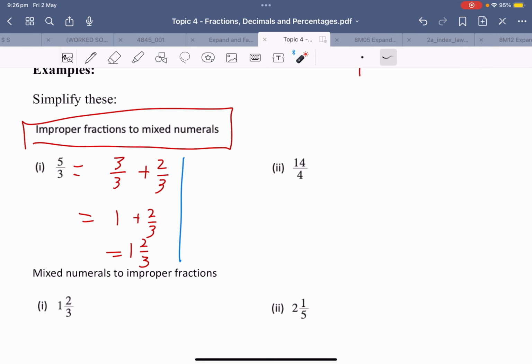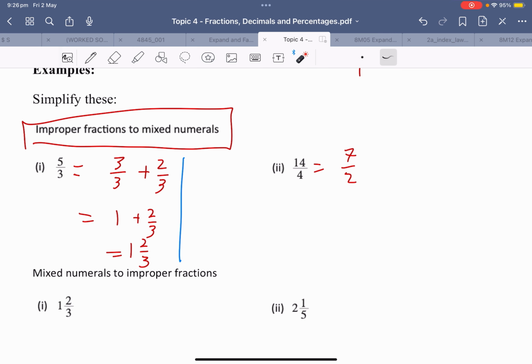Let's think about this. 14/4. I'm going to give you guys 10 seconds to think about it. I have 14/4 and I would like to simplify this into mixed numerals. How many times does 4 go into 14? Or better yet, what can I actually do to make it easier? I notice the common factor between the two numbers: 14 and 4 can both be divided by 2. That gives 7/2. Now, at this point, I don't have any more common factors left.